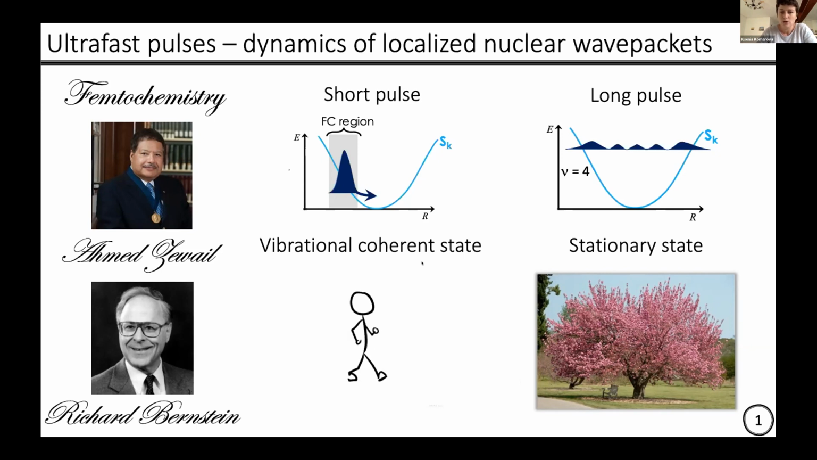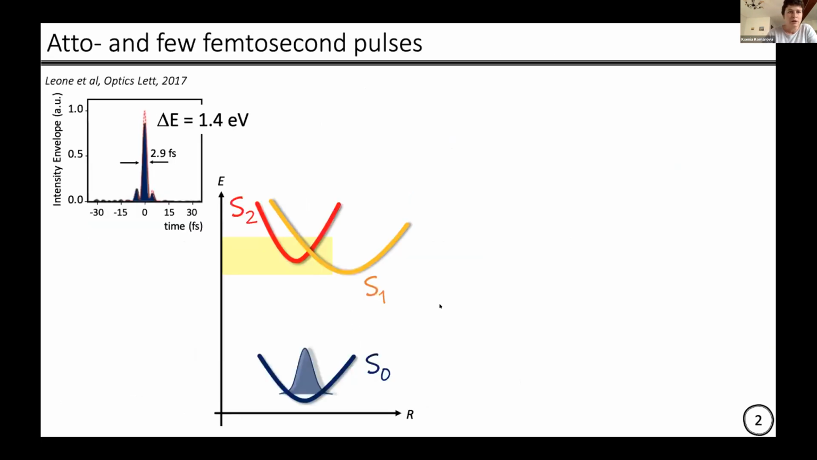So in recent years, the technique of ultrafast photochemistry went to few-femtosecond and already attosecond pulses. What I will talk about is more like few femtoseconds, like 10 femtosecond pulses. And it provides a pulse bandwidth of about an eV range, so it can access several electronic states.